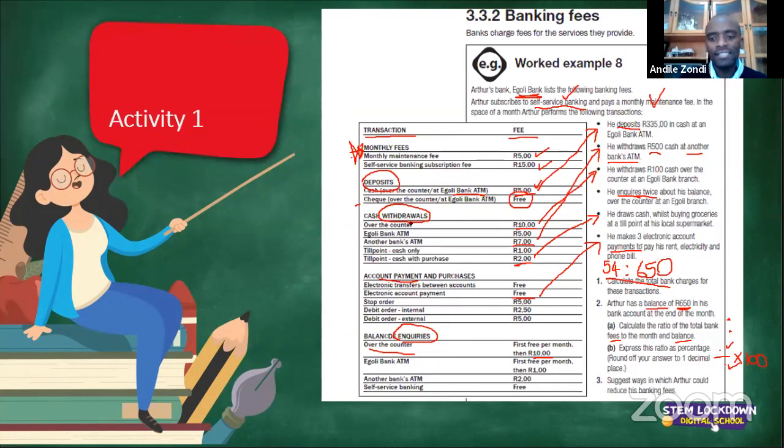For withdrawals, you can choose to withdraw at an ATM, because it charges the least, R1. For payments and purchases, you can do payments using a cell phone, so you can do electronic transfers. Those are free. For balance inquiries, you can basically use the cell phone or self-service banking. Those are just some of the ways he can reduce his bank fees. I think this question was nice. It's not so challenging, but it was okay.